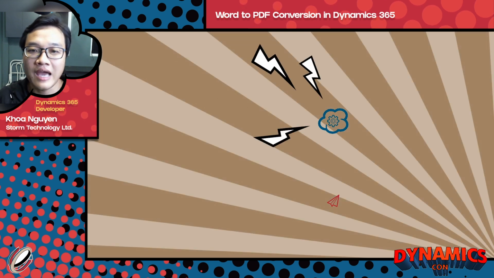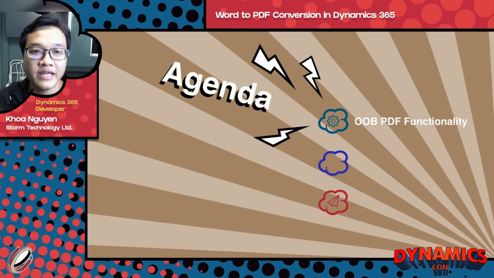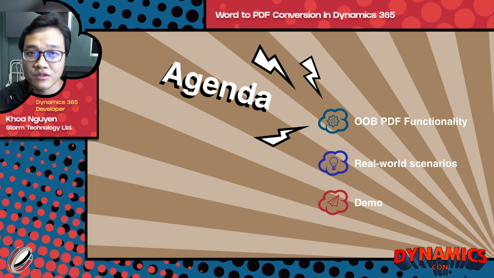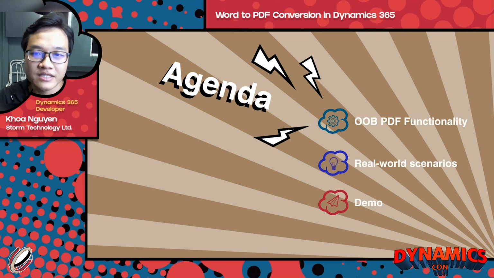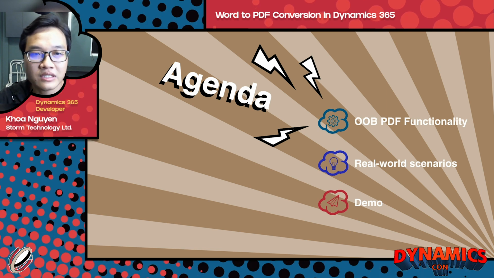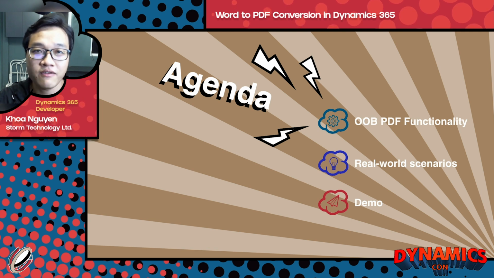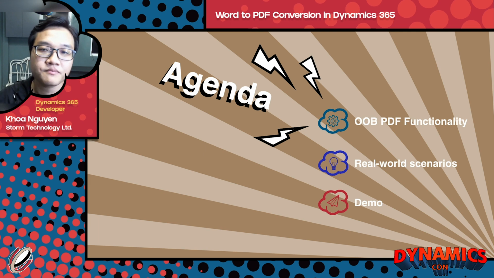First, we will have a look at the out-of-box PDF functionality, how to enable it and see its limitations. Then we will be examining some real-world requirements regarding PDF generation and analyze a few approaches. Finally, I will demo the out-of-box functionality and how to implement a feasible solution to the above requirements.